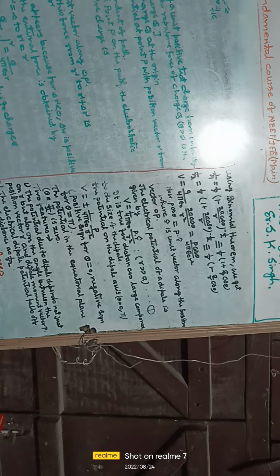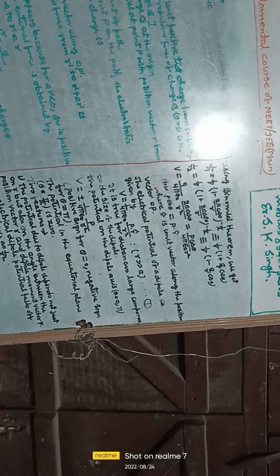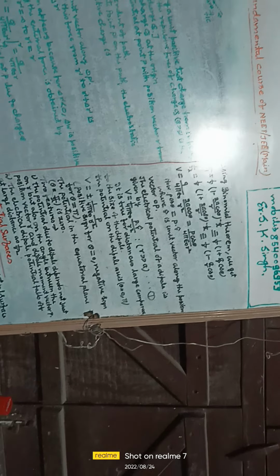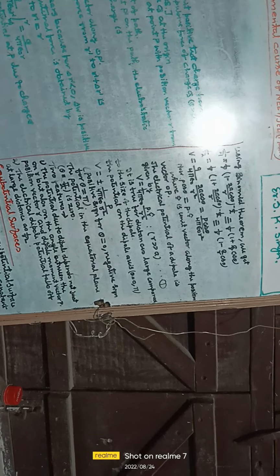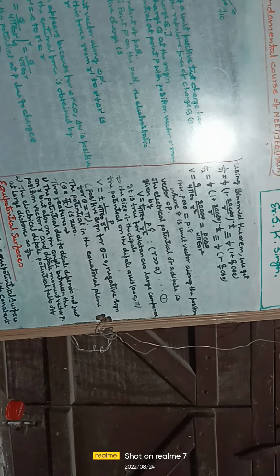Now p cos theta = p dot r hat, where r hat is the unit vector along the position vector OP. The electric potential of a dipole is given by V = 1/(4 pi epsilon naught) p dot r hat/r square, where r is very much bigger than a. It is true for distances large compared to the size of the dipole. The potential on the dipole axis, theta = 0 or pi, is V = plus or minus 1/(4 pi epsilon naught) p/r square. Positive sign for theta = 0, negative sign for theta = pi. The potential in the equatorial plane, theta = pi by 2, is 0.